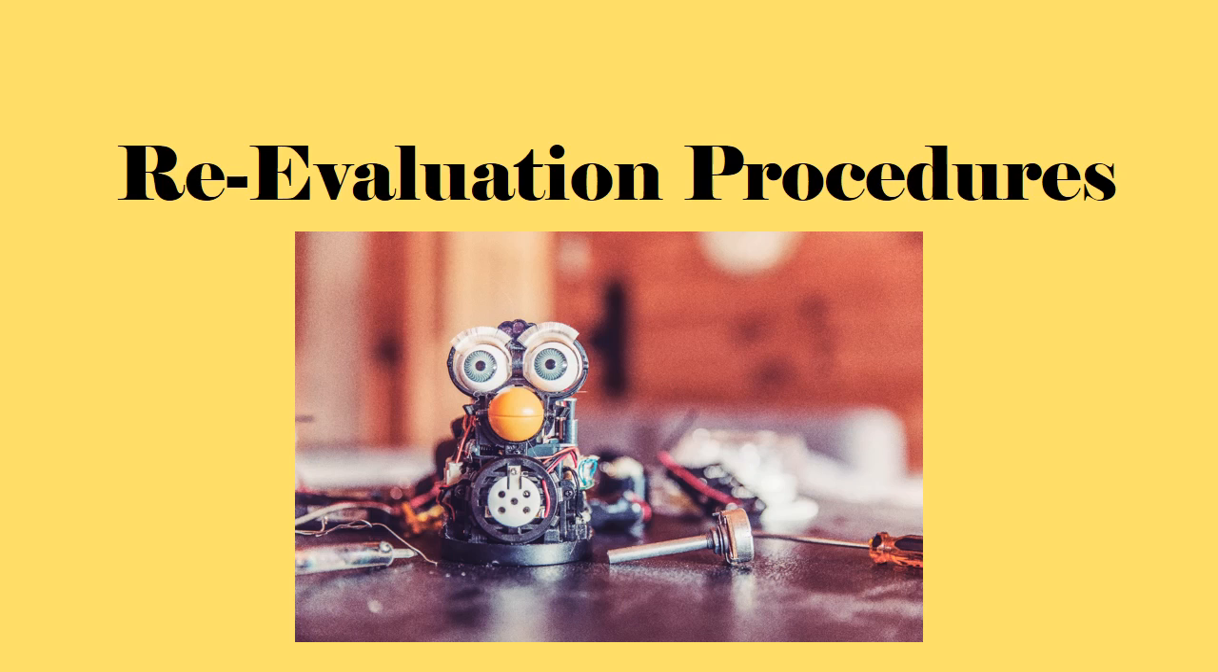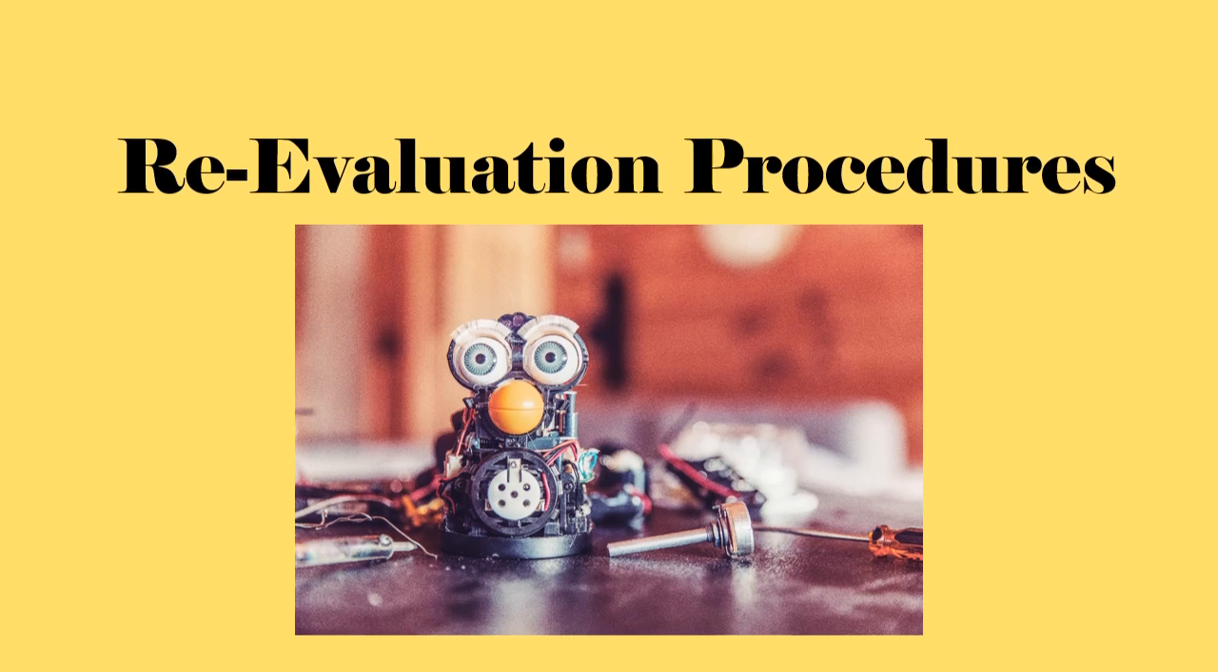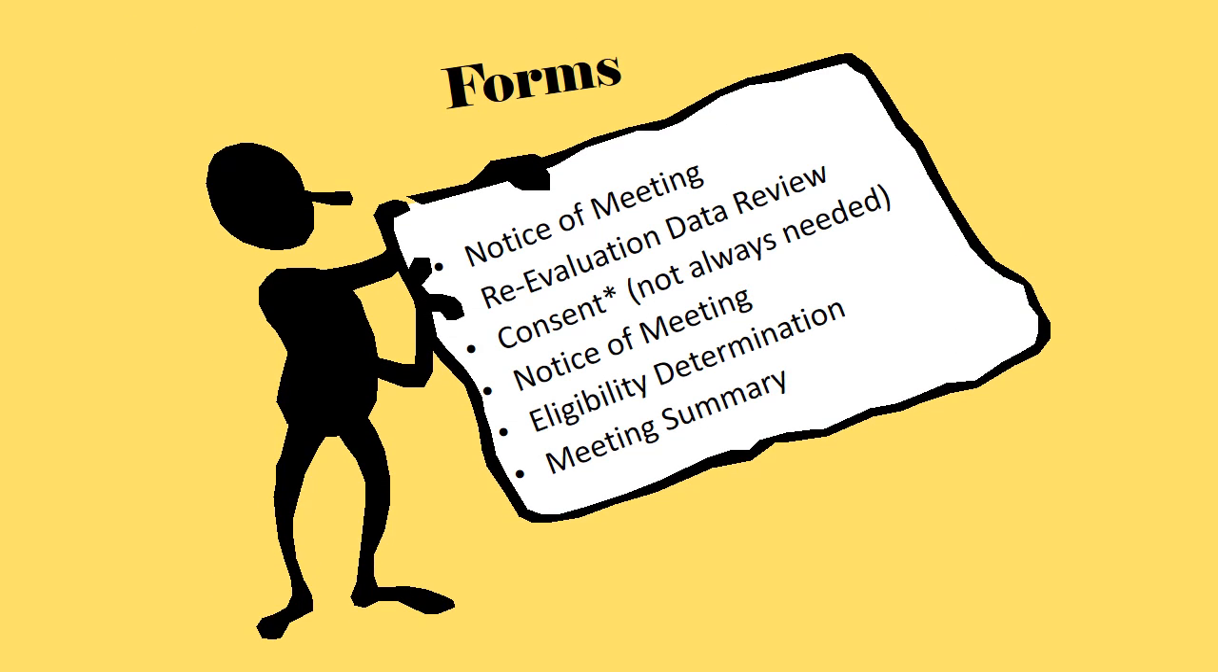The next section will focus on the reevaluation process. The forms required for the reevaluation process are the notice of meeting, the reevaluation data review, the consent form if applicable, the notice of meeting form if applicable, the evaluation and eligibility determination, and the meeting summary.